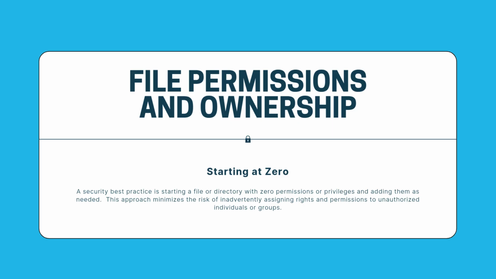One of the easiest ways to tighten your system's security is by managing who can access what, through file permissions and ownership. It might seem simple, but getting this right can block a lot of potential attacks. The golden rule here is, start from zero. That means giving no one access to a file by default, and then gradually granting permissions only where they're absolutely needed. It's like building a need-to-know system for your files. If someone doesn't need access, they don't get it.